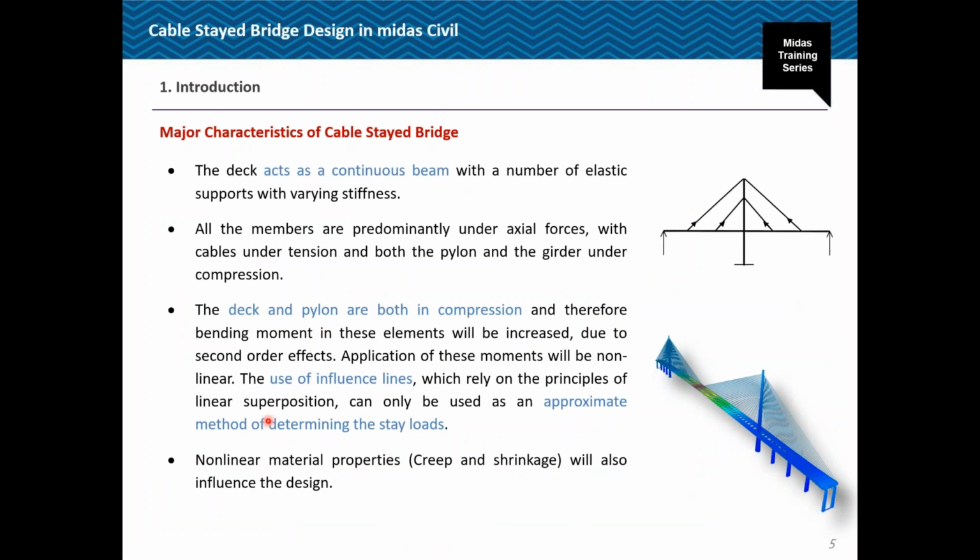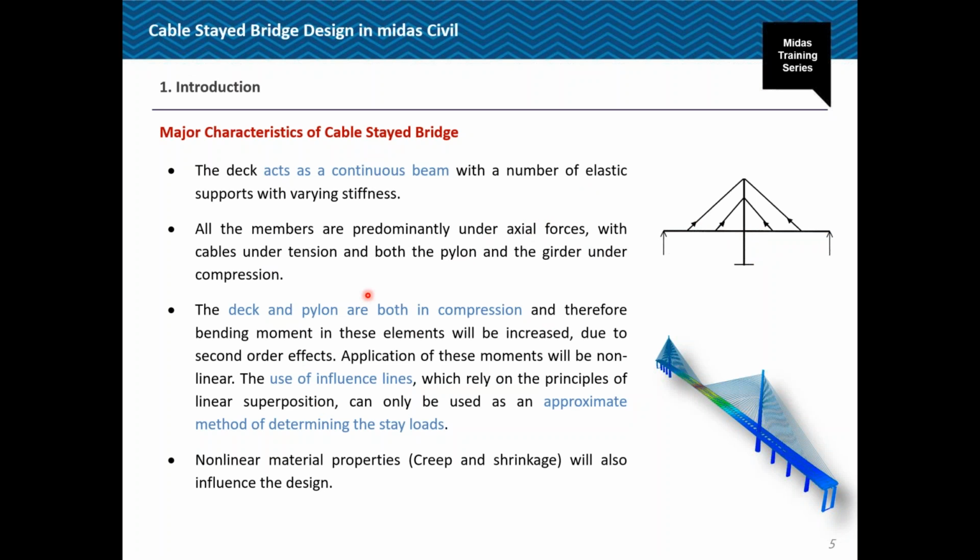Coming to the major characteristics of a cable stay bridge. The main idea is that it should act like a continuous beam with a number of elastic supports with varying stiffness. This varying stiffness is caused because the lengths of the cables are different at different locations. That means it's a continuous beam sitting on elastic supports with varying stiffnesses. So you can assume it like that, and the behavior would be like a continuous beam.